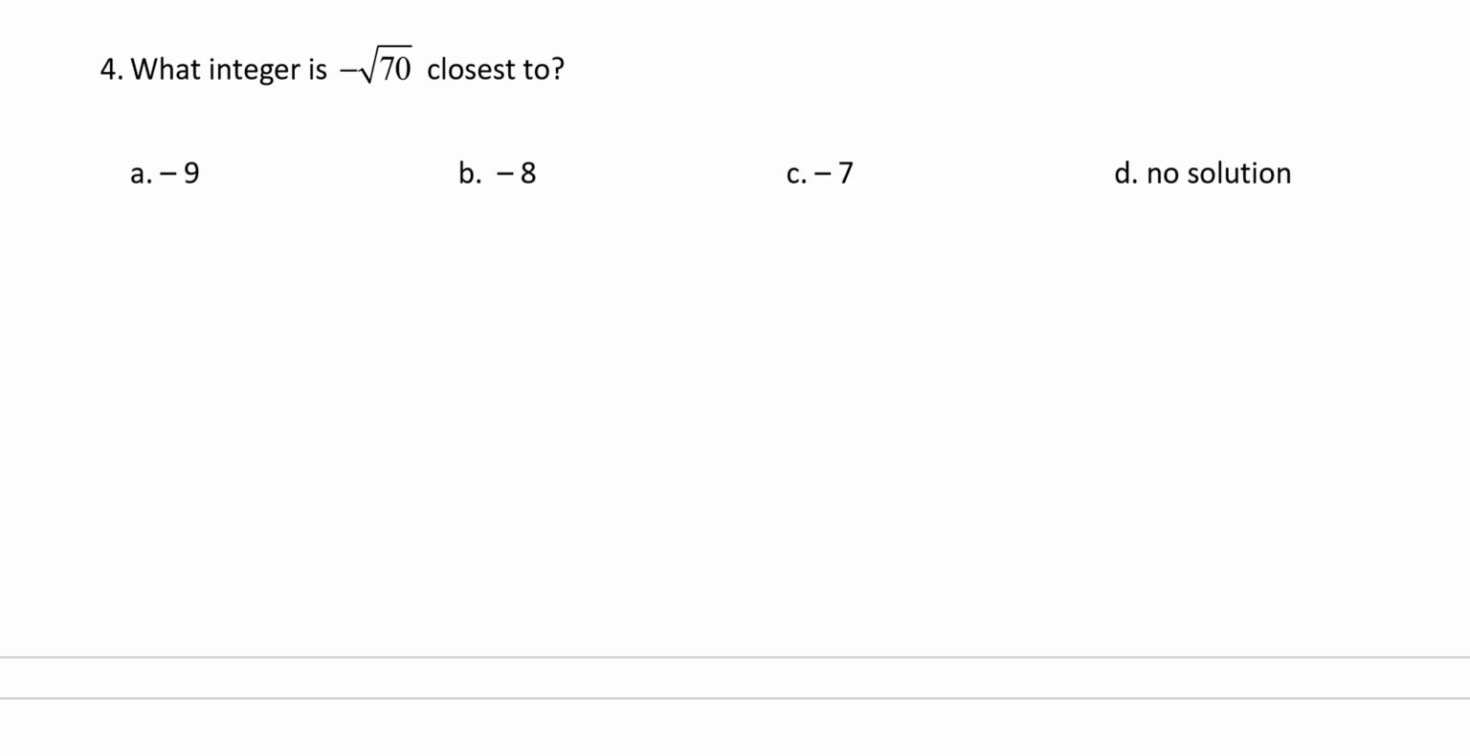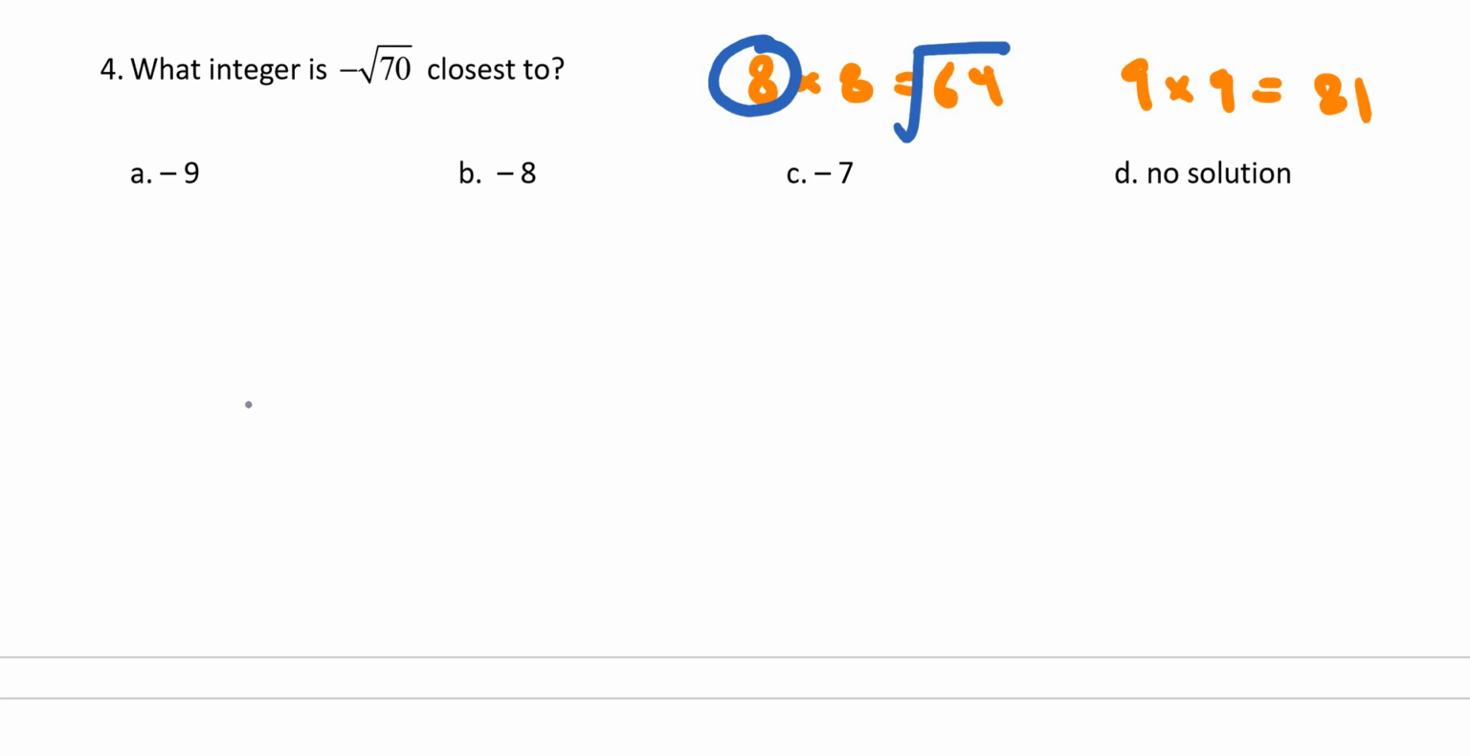What integer is negative root 70 close to? For this particular question, I would think of perfect square numbers. For example, 8 times 8 is going to be 64, and I know that 9 times 9 is going to be 81. Why are those expressions important? Because if I take the square root of 64, we know the answer is 8. So let's put the square root of 64 over here, a perfect square root, and if I take the square root of 81, that's 9. So let's put the square root of 81 over here.